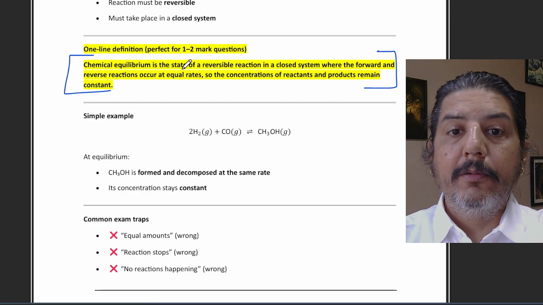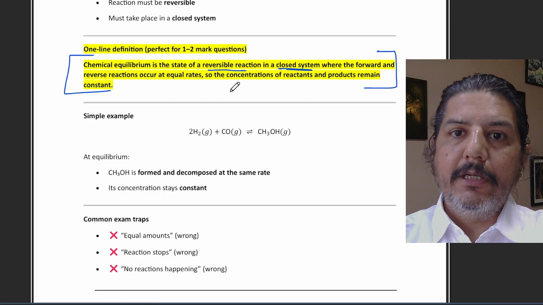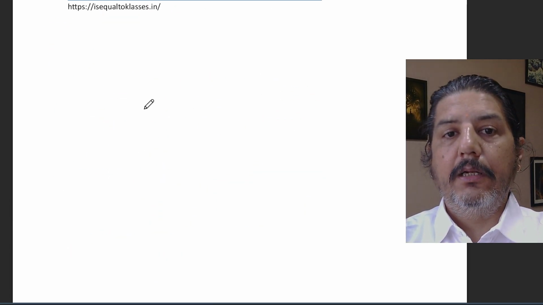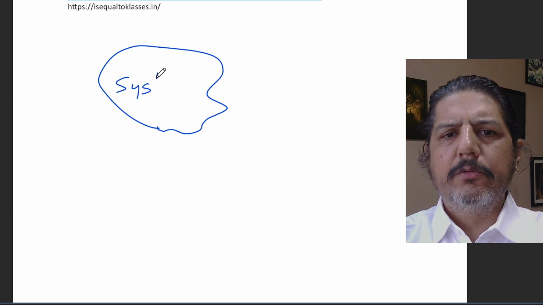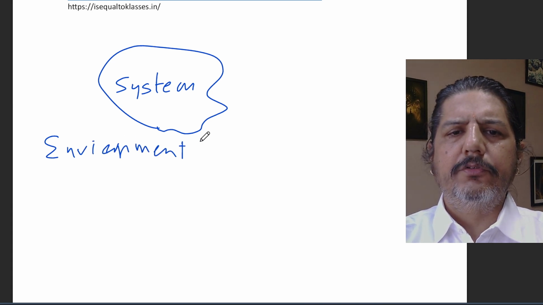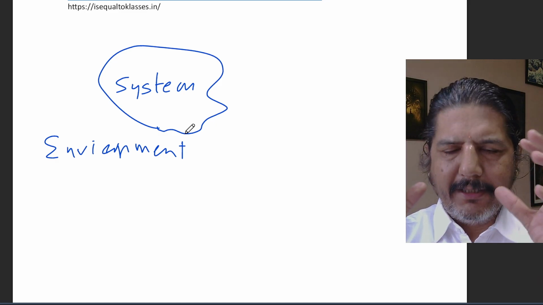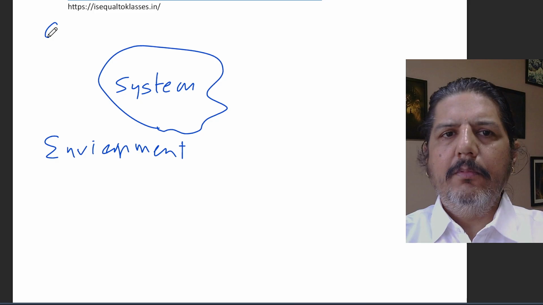So chemical equilibrium is a state of a reversible reaction in a closed system. So equilibrium can only happen in a closed system. This is another property of chemical equilibrium that you need to remember. Usually in books, this is considered to be the system and this is the environment. So the system is basically the container in which our reaction is taking place. So what you need to remember is that for equilibrium, a closed system is required.